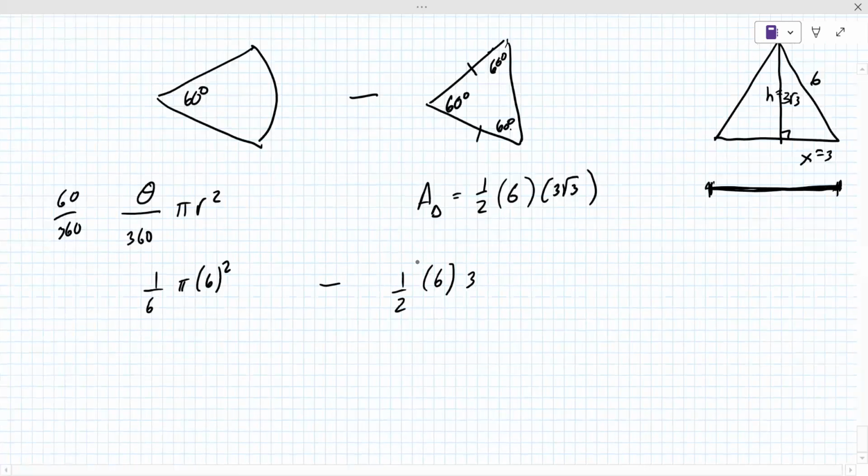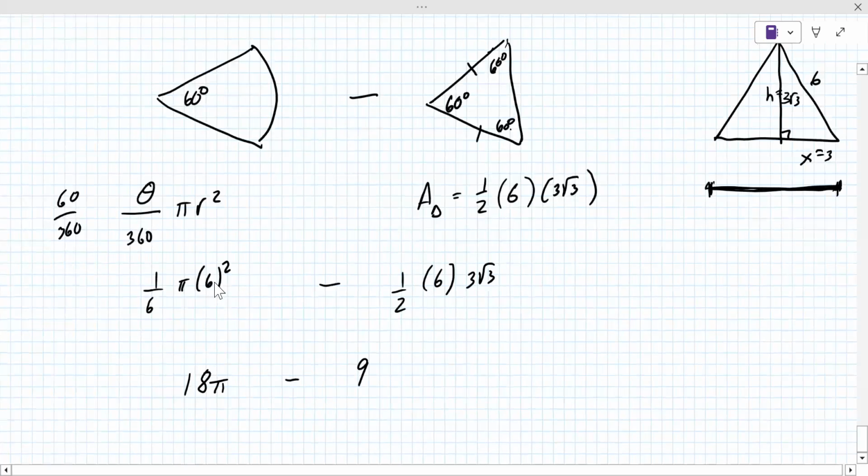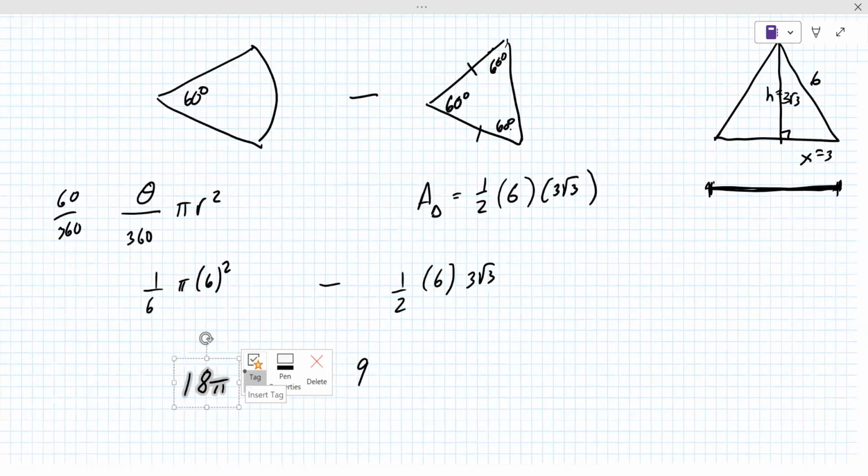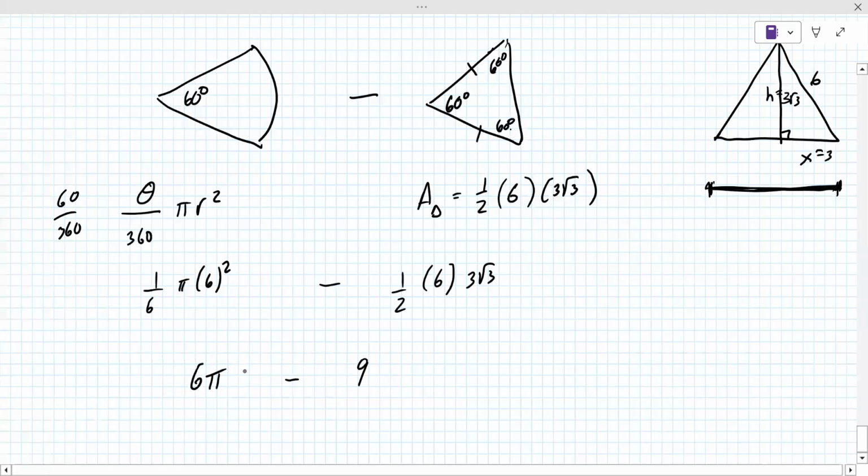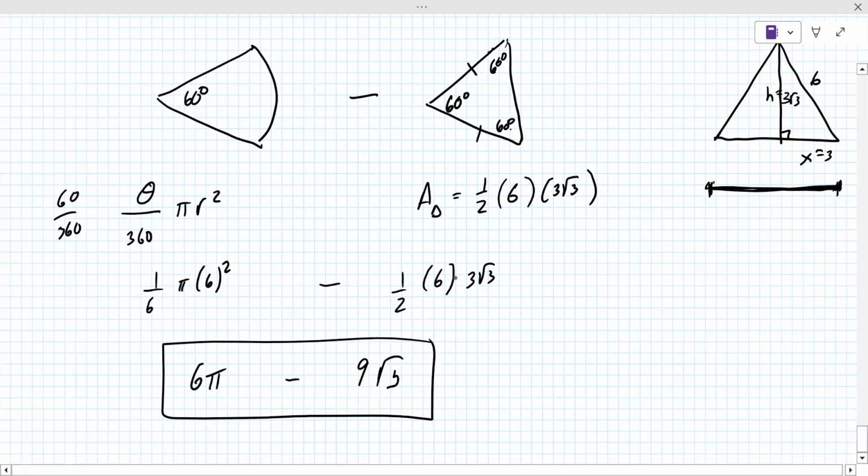So that's just 6 pi. 6 times 6 is 36, divided by 6 is 6 pi. Good catch on that. And then on the right here, half of 6 is 3. 3 times 3 is 9. 9 square root of 3.